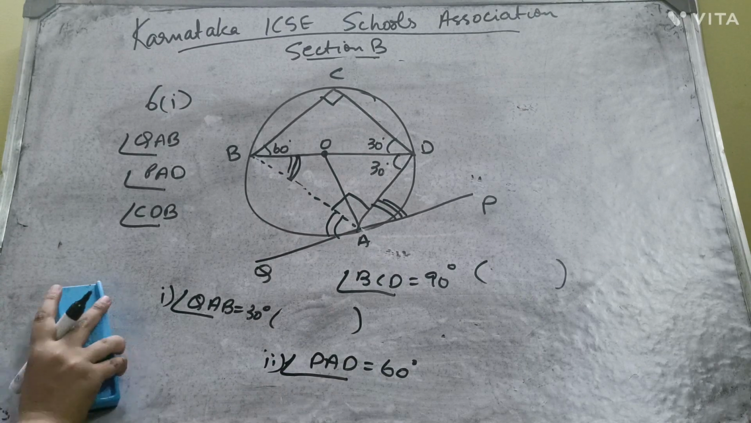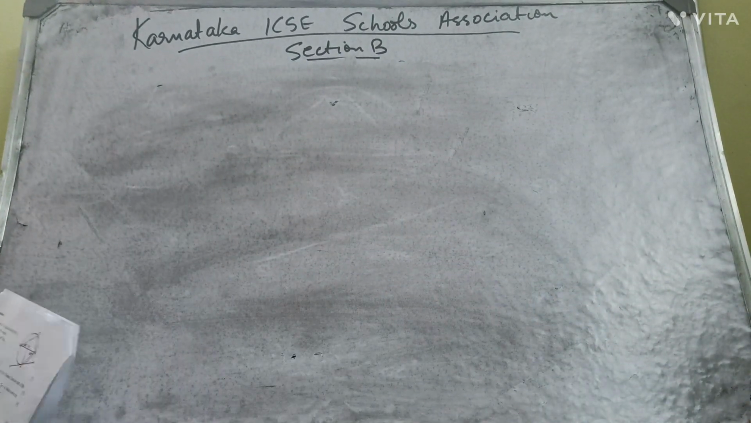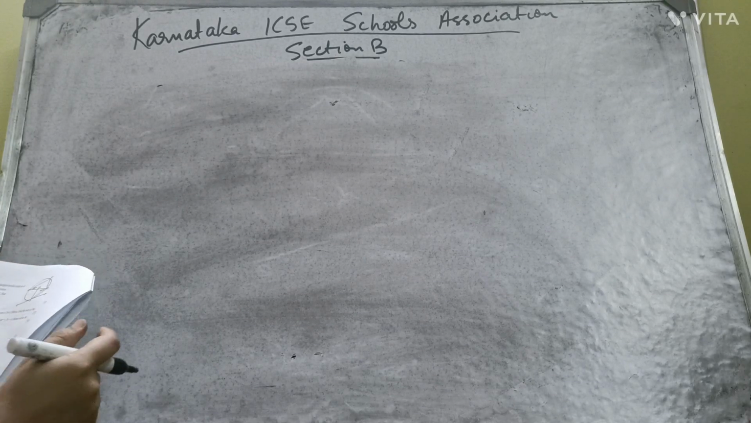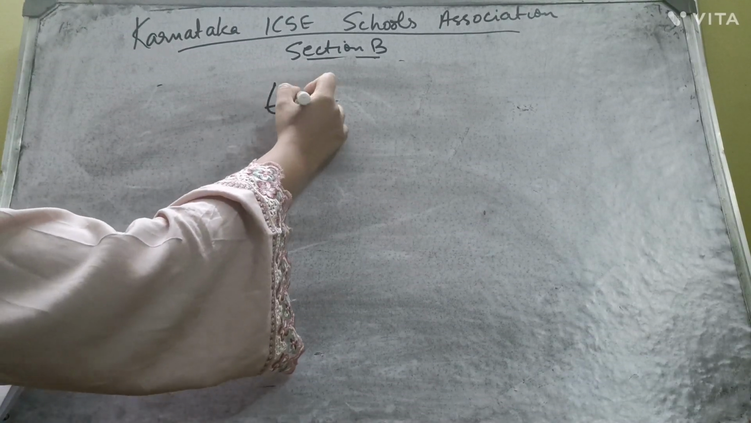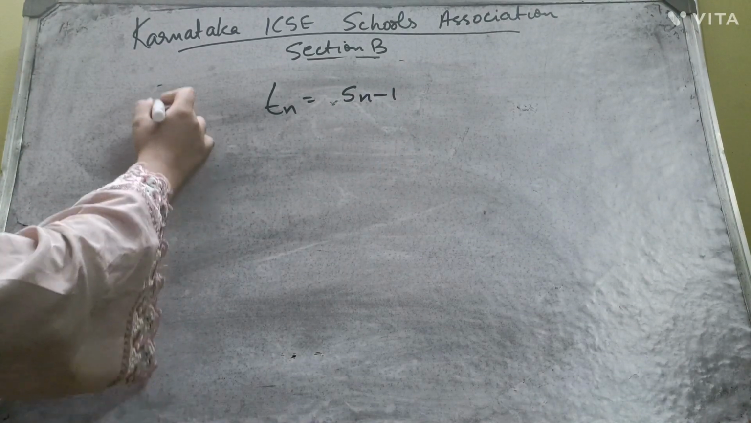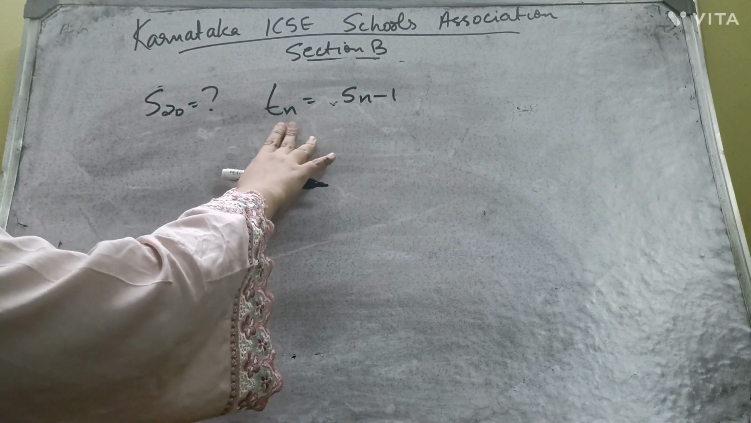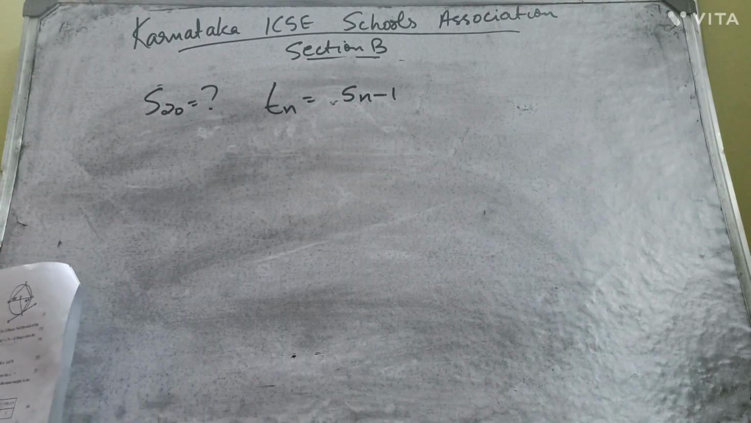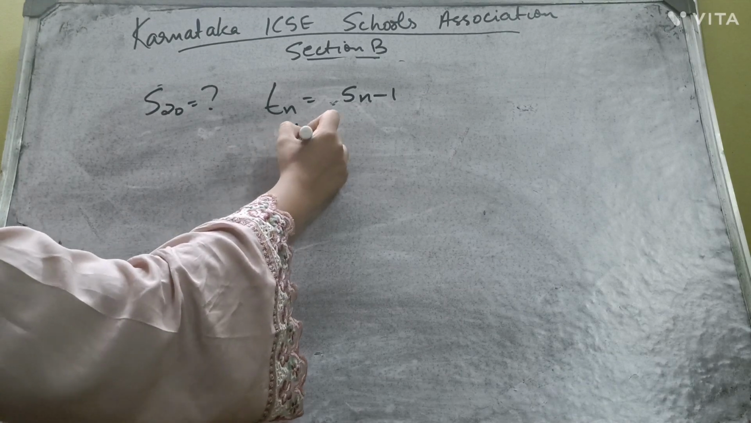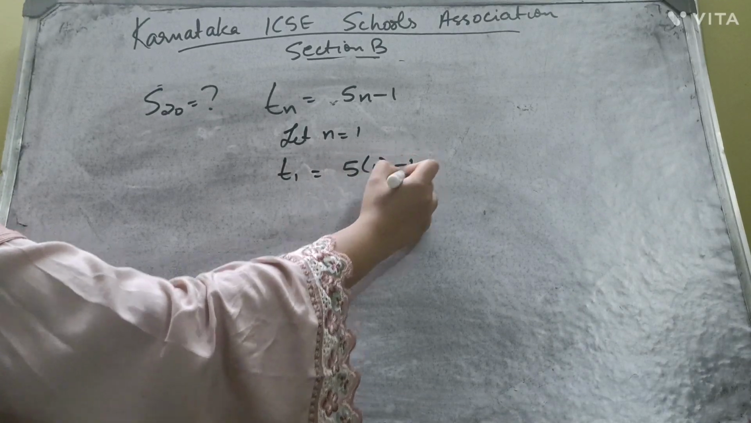Question 6, second one is a question from arithmetic progression. The sum of the first n terms of an AP is given as 5n minus 1. So Tn is given as 5n minus 1. We need to find the sum of the first 20 terms. S20 you need to find. Now if the general term has been mentioned in terms of n, how do we find out the first term and the difference? We let n equal to 1.